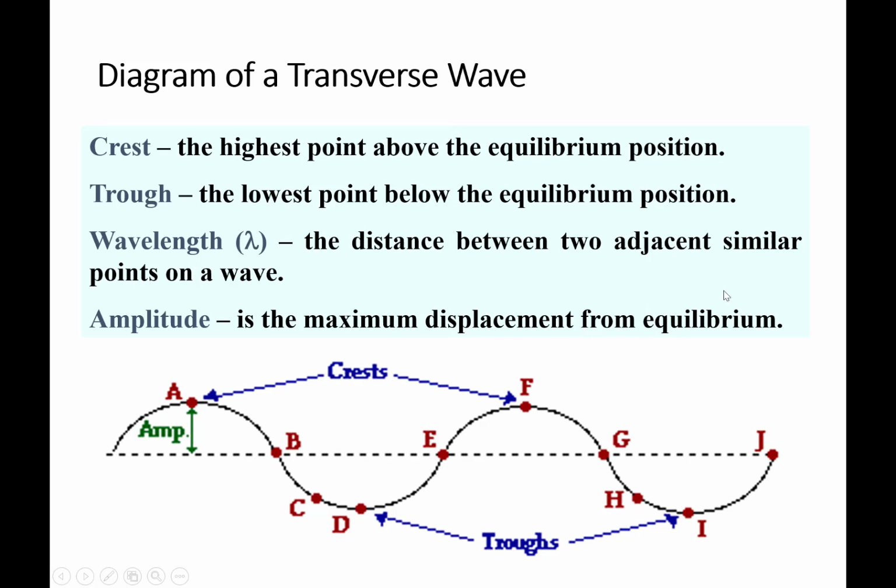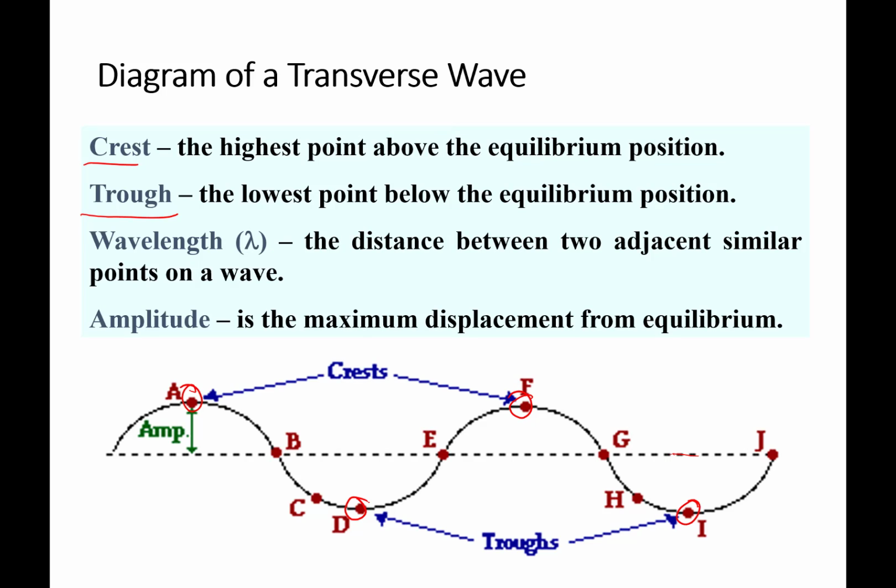We can also diagram a transverse wave and label some important points. A crest is the highest point above the equilibrium position on a transverse wave. So that would be F and A. A trough is the lowest point, like the valleys. Crests are like the peaks, troughs are like the valleys. This dotted line represents the equilibrium position of our wave.